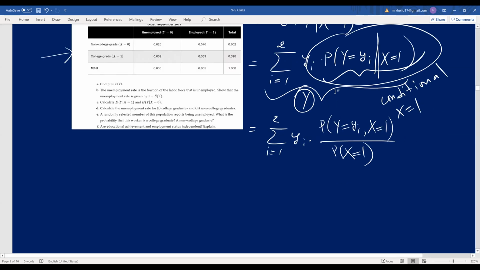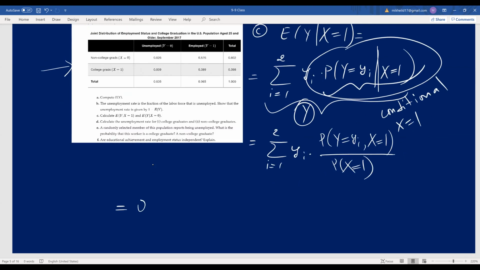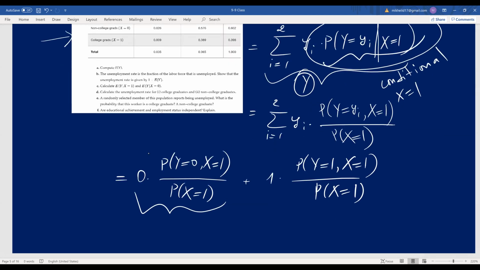Now what's the first possible outcome of y? 0, right? 0 times probability that y equals 0 and x equals 1 over probability x equals 1, plus the next possible outcome, 1 times probability that y equals 1 and x equals 1 over probability that x equals 1. The first term will be 0 because the first possible outcome of y is 0. But I could give you 5 or 6 or whatever number as the first outcome, and then this term would not disappear. Now it disappears.